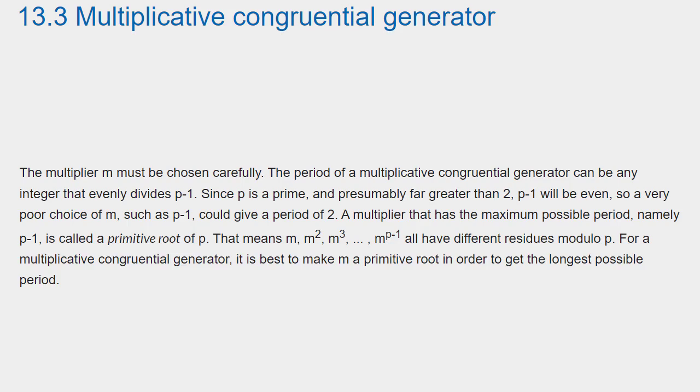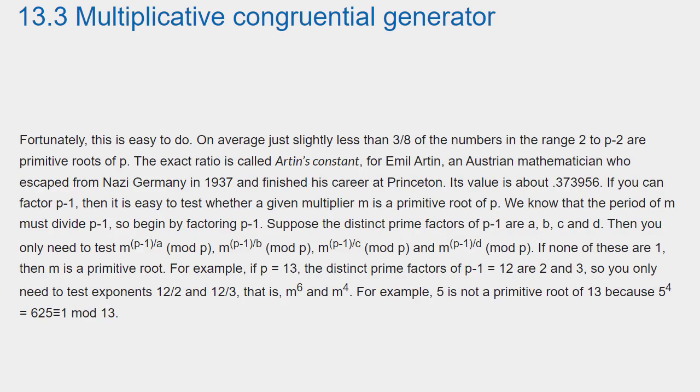That means m, m squared, m cubed, up to m to the p minus 1, all have different residues modulo p. For a multiplicative congruential generator, it is best to make m a primitive root in order to get the longest possible period. Fortunately, this is easy to do.